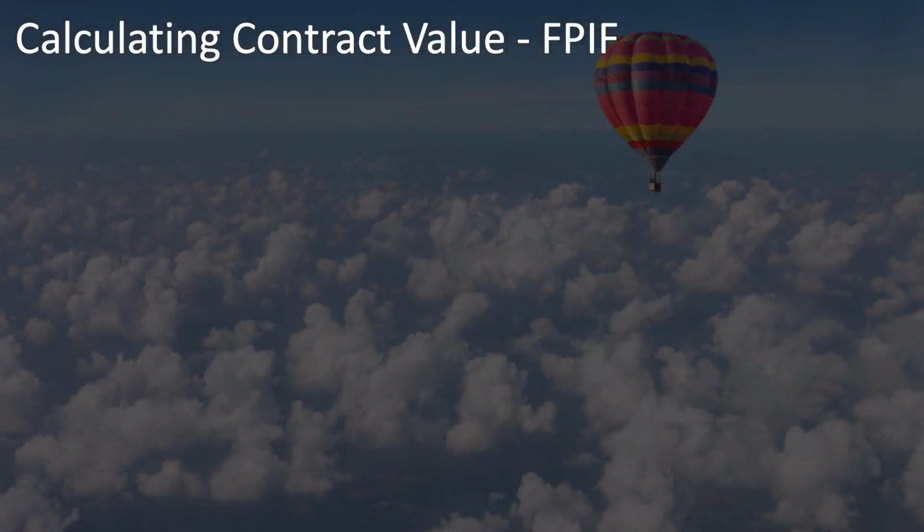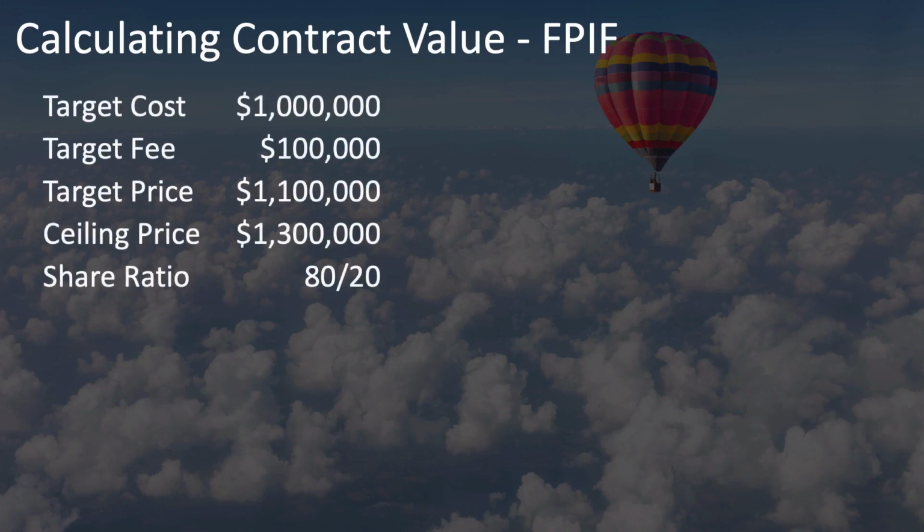Let's go through an example. Suppose you're the buyer and you have a project that you want to outsource. And based on your estimates, including, let's say, some independent cost estimates, you determine that the project should cost $1 million. So you set that as the target cost for your contract. Let's further suppose that the going rate for profit on a project like this is about 10%. So you set the target fee at $100,000. That means the target price is $1.1 million.